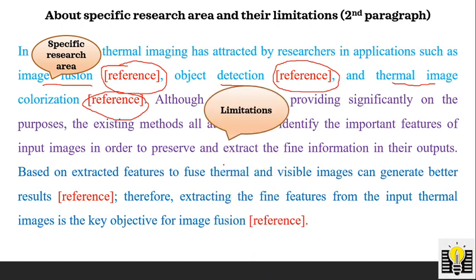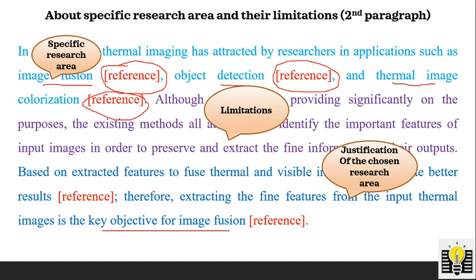What limitations have you found in thermal imaging in the previous applications? And finally, it should contain a justification of the chosen research area. We need to justify here, that is, based on extracted features to fuse thermal and visible images for better results. Therefore, extracting the fine features from the input thermal images is the key objective for image fusion, and it should be with a reference. So we have to justify your research area.